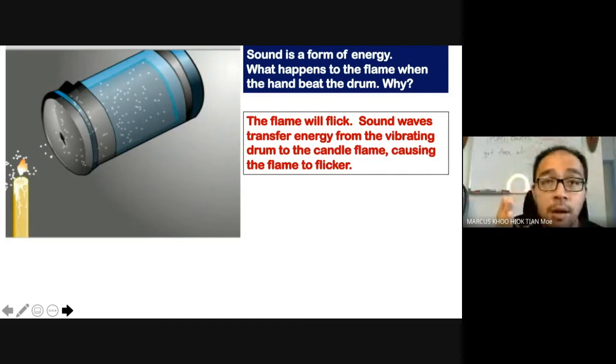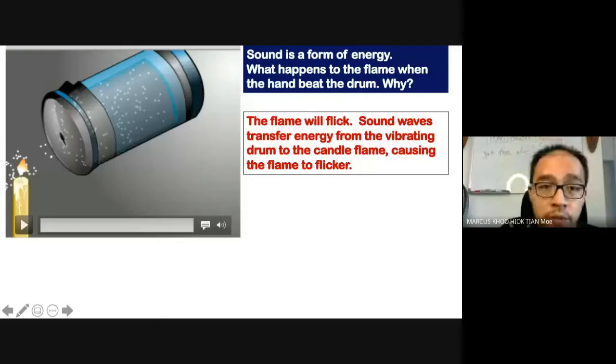There's nothing that is touching the flame. You're just drumming on the drum. There are countless experiments, and people have these huge hand drums where they just use air. So the flame will start to flicker. What is happening is that the sound waves are transferring the energy from the vibrating drum to the candle over here, causing the flame to flicker.